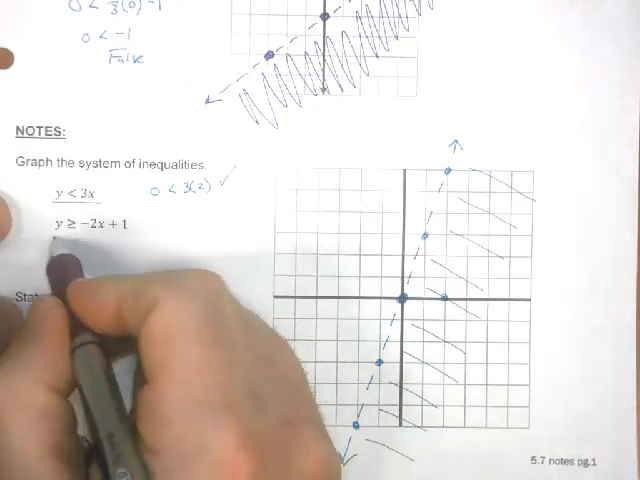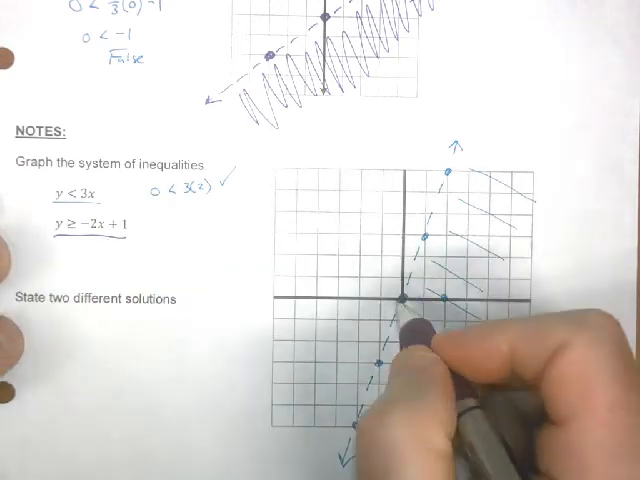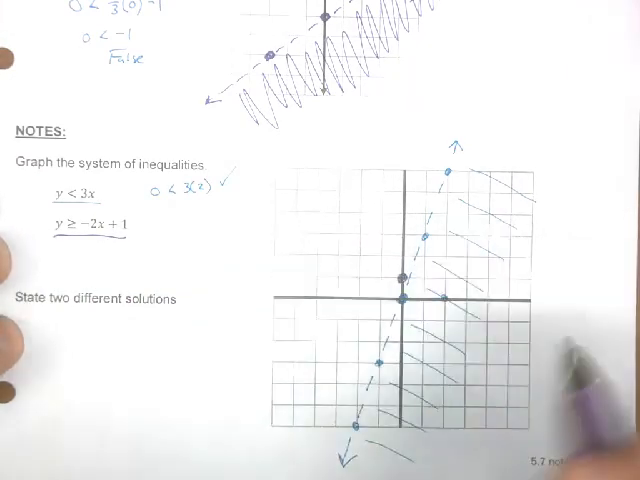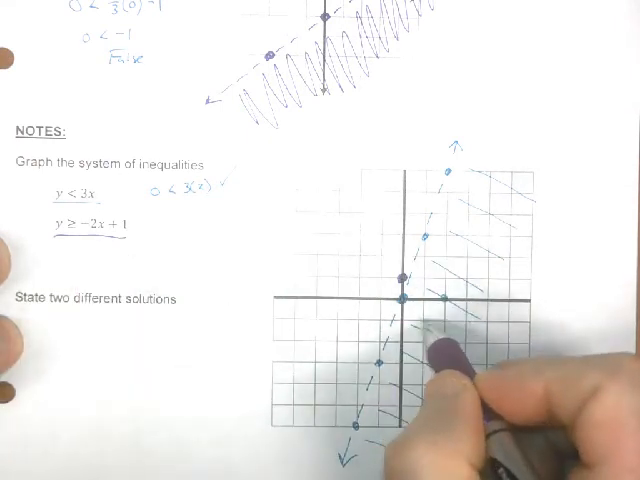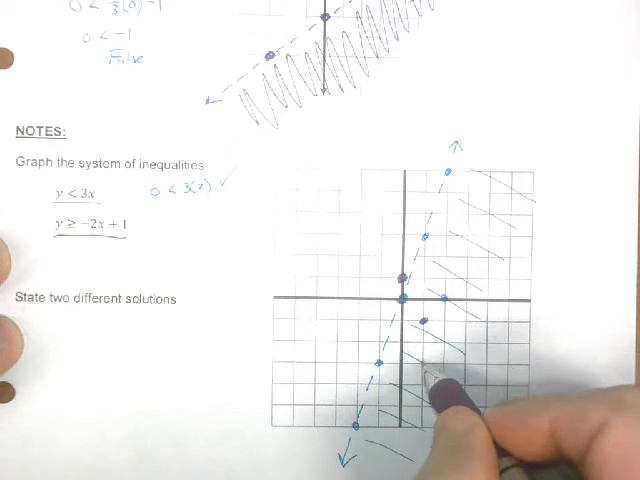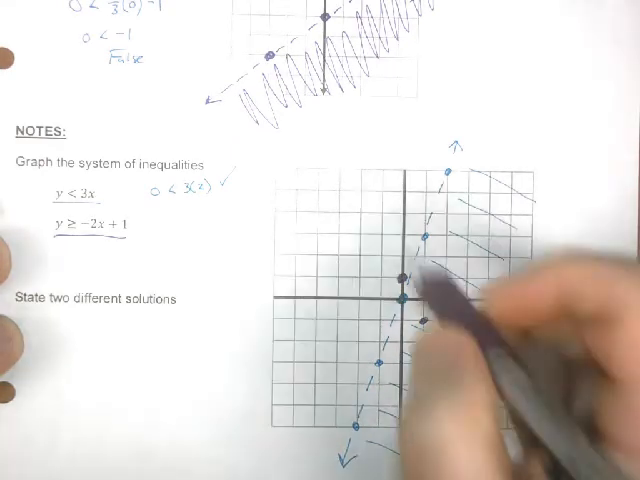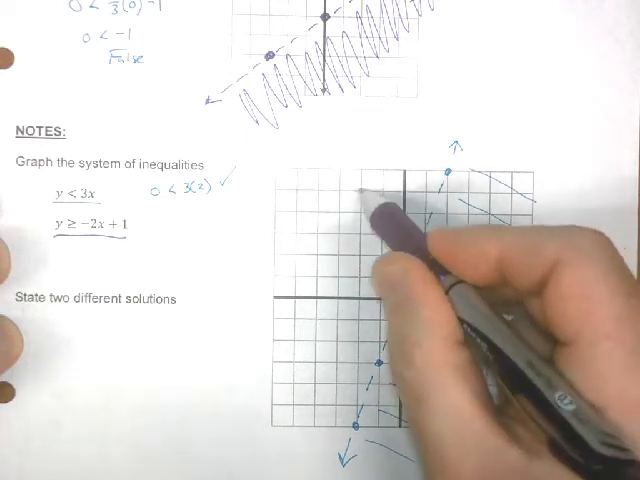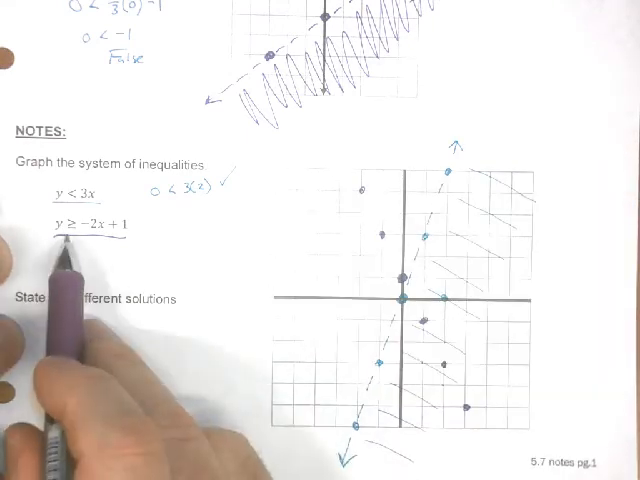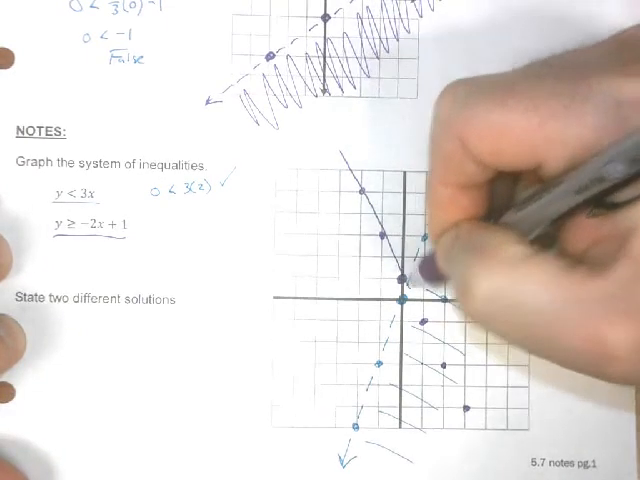Switching pens. I'm going to use this one as purple. So we start at plus 1. And then my slope is down 2 and then to the right 1. So 1, 2 to the right 1. And we go the opposite direction, so we'd go up 2 and left 1. Now again, this is an equal sign, so this will be a solid line here.